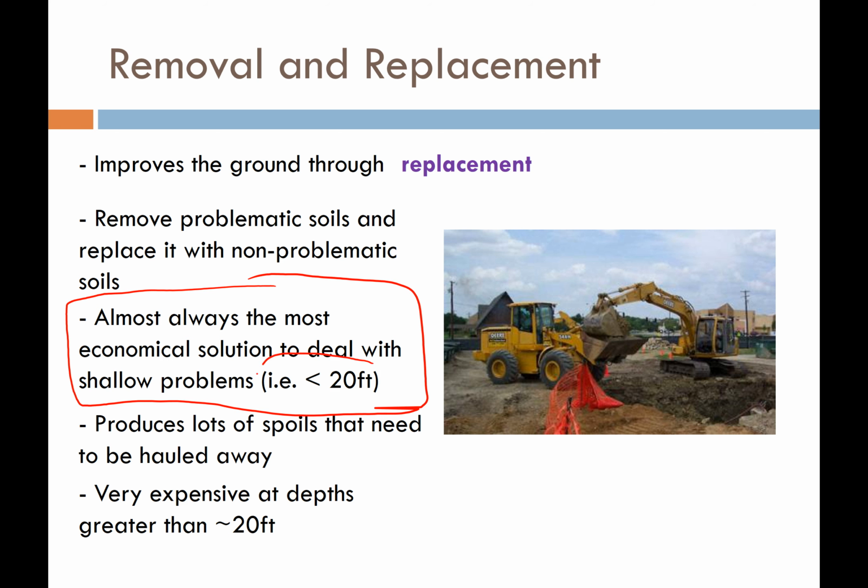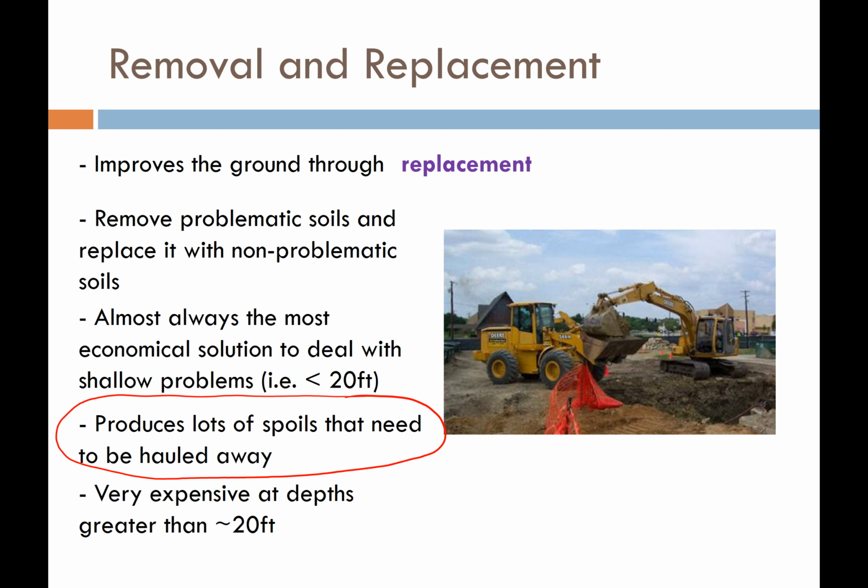as long as the problem is shallow. If you're within 20 feet of the ground surface and that's where your problematic soil is, I promise you that removal and replacement is going to be your most economic option. The downside to this is you're going to have a lot of mucky or loose soil that you're pulling out of the ground, and you've got to haul it away and put it somewhere. That can cause some problems.